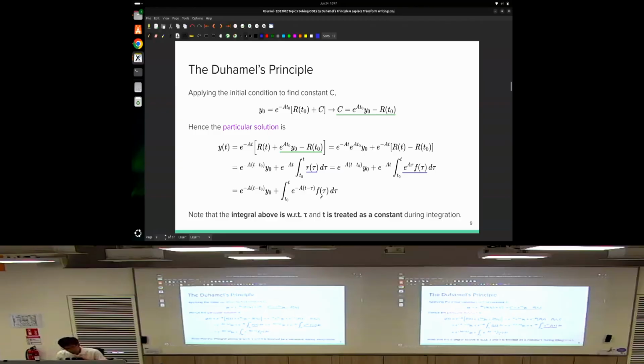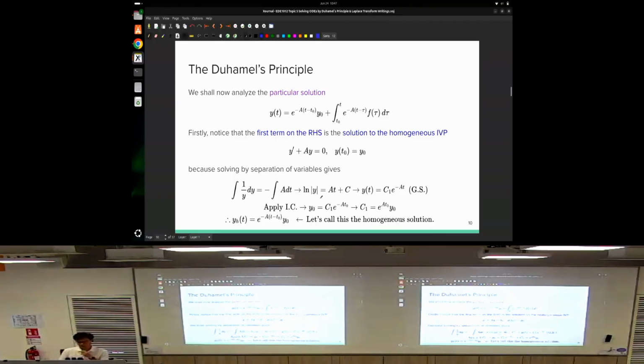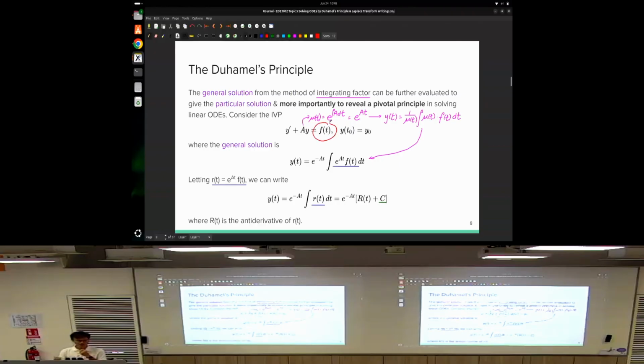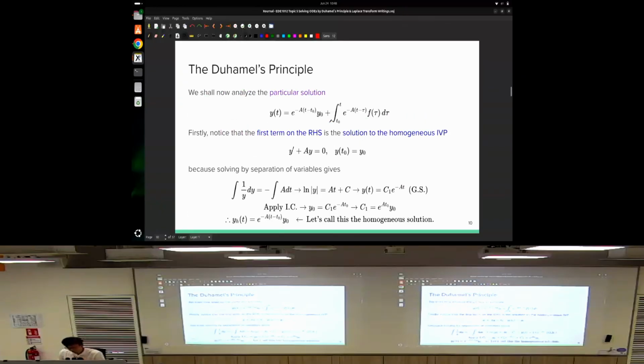And actually the Duhamel's principle has very powerful meanings. So let's look at this particular solution that we just derived. First of all, you notice that the very first term on the right-hand side is actually the solution to the homogeneous initial value problem. That means, just now, we were solving with this f of t on the right-hand side, so we were solving the inhomogeneous problem. But if we remove that f of t, such that you get a 0 here, then it becomes homogeneous, correct or not? So when you solve this homogeneous initial value problem, you are going to get this term.